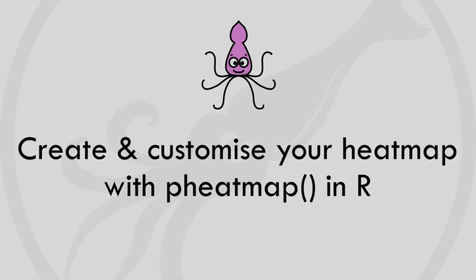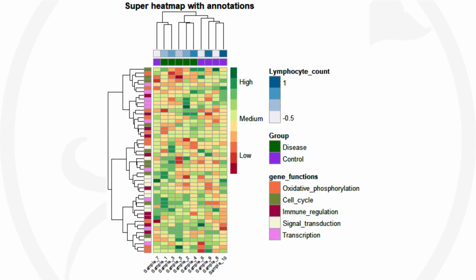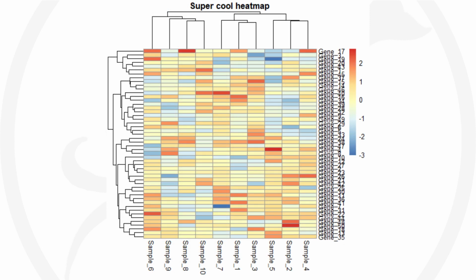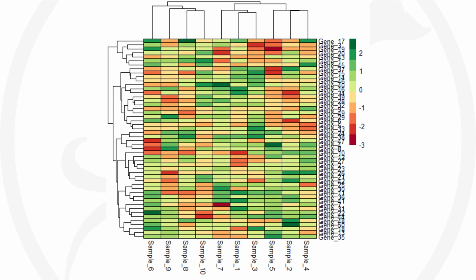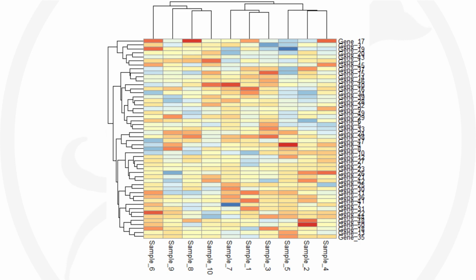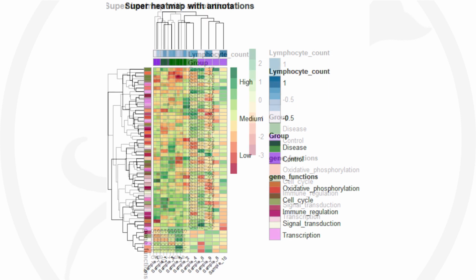to Biostat Squid. In this tutorial we will learn how to create and customize a heat map to visualize your differential gene expression analysis results. We will use the R package pheatmap, which gives us great flexibility to add annotations to the rows and columns, and we will also cover other ways of customizing the plot.